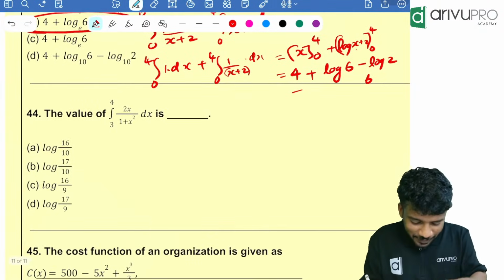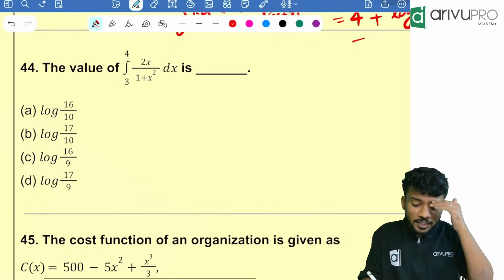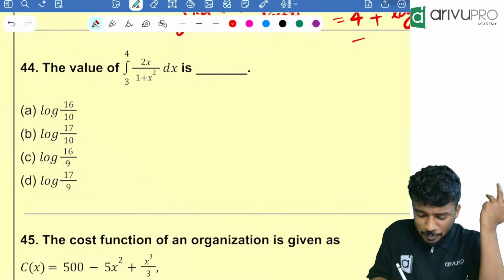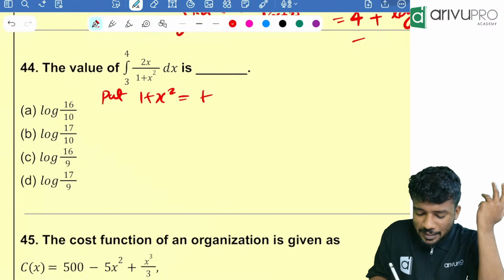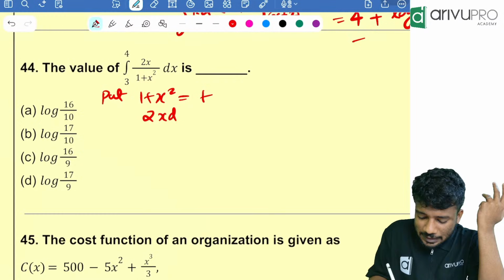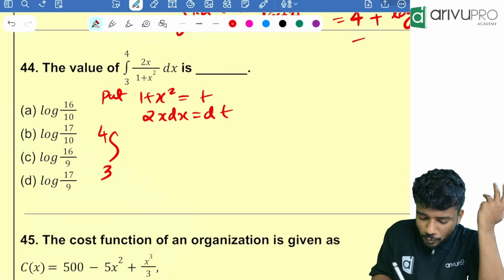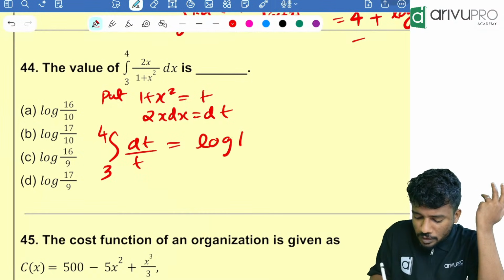Got it? Now we are going for the third last question. Now people, how to solve this? Very easy. Put 1 plus x square equal to t. From that, 2x dx is equal to dt. So from 3 to 4, the integral of dt by t, which is nothing but log t.